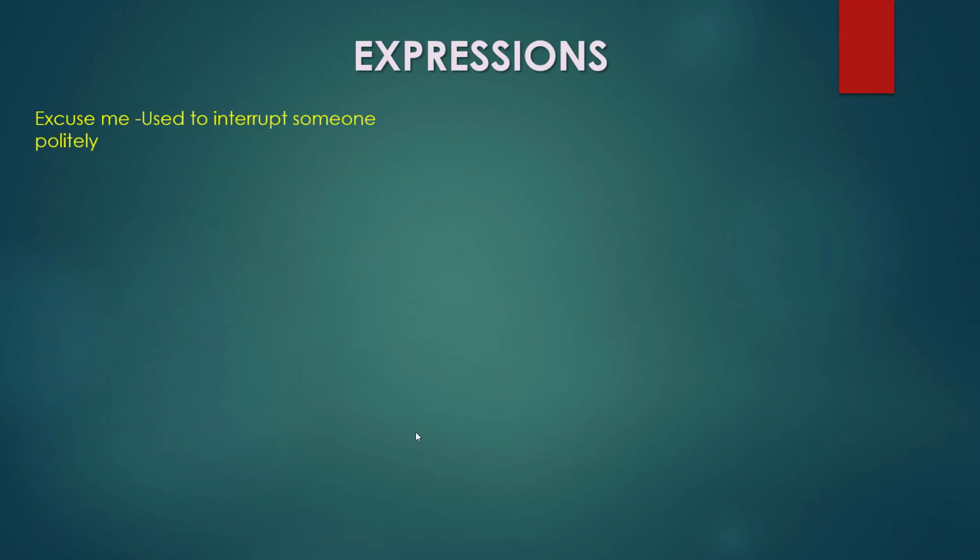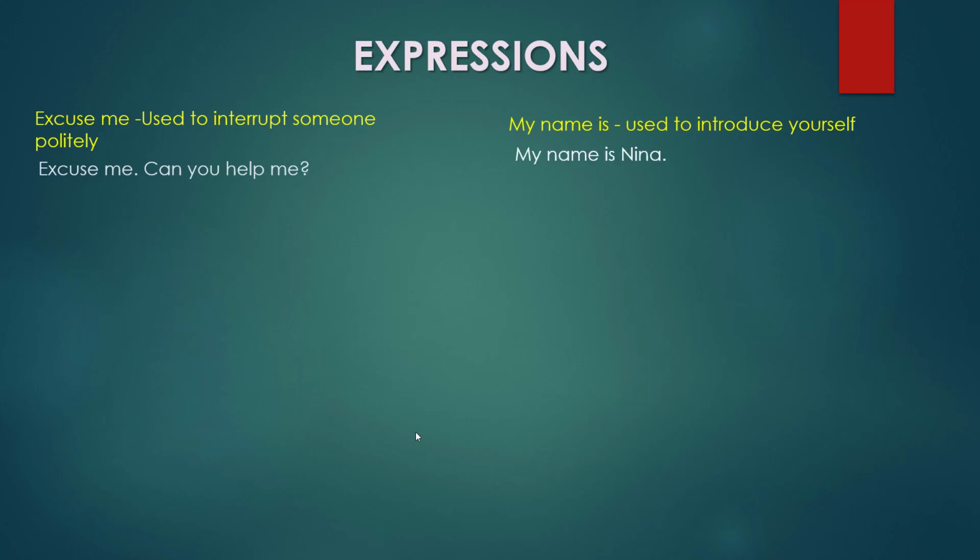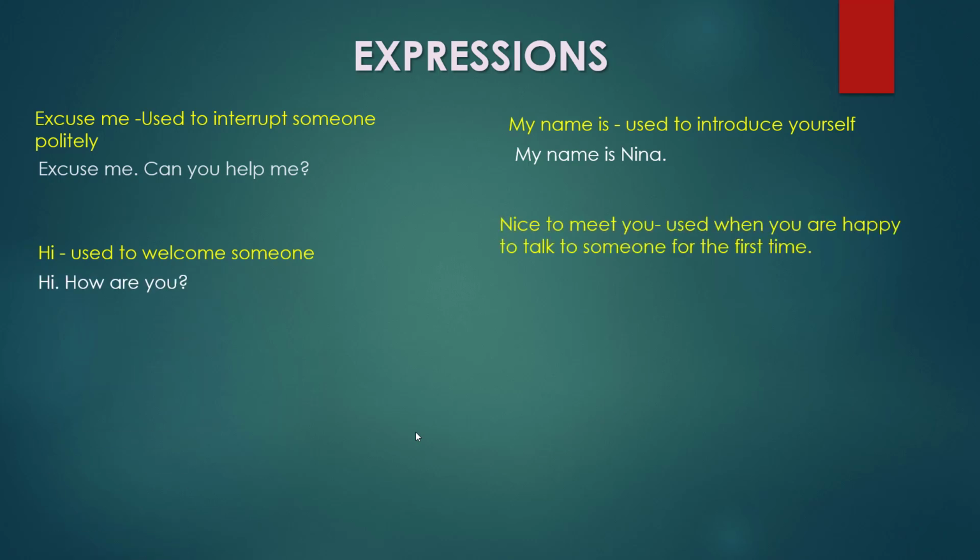Expressions. These are words which can be used for communicating with someone. Excuse me, used to interrupt someone politely. Excuse me, can you help me? My name is, used to introduce yourself. My name is Nina. Hi, used to welcome someone. Hi, how are you? Nice to meet you, used when you are happy to talk to someone for the first time. Nice to meet you, Simon.